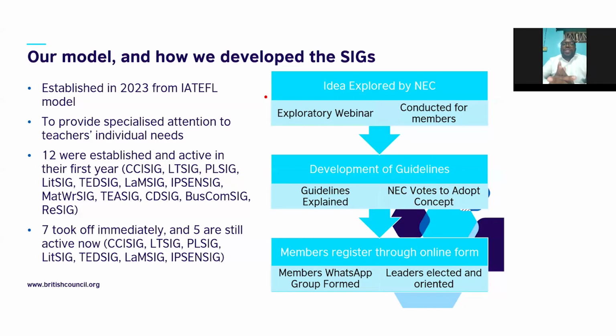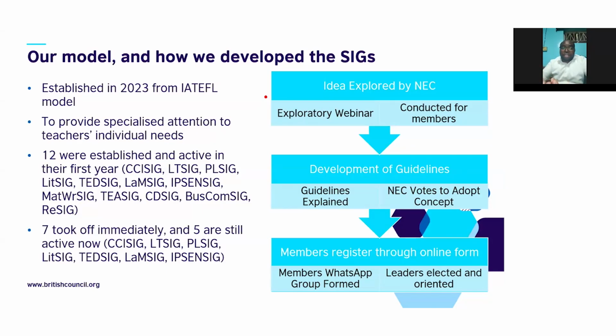That was in 2023. So they are pretty new in our association. So the idea was to provide specialized attention and to activate individual teachers' participation in the association activity. So from the start, we thought of starting with 12, which we are going to look at. And out of the 12, I think about 7 were able to start off. They kicked off quite all right from the start. And after that, I think 2 didn't make so much activity, but 5 have been quite consistent since their formation.